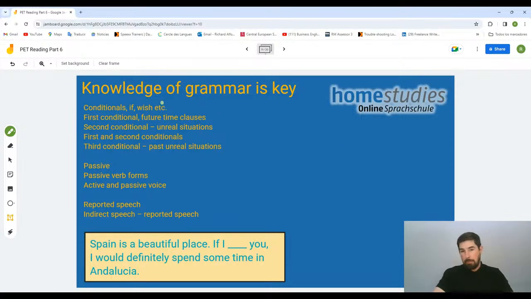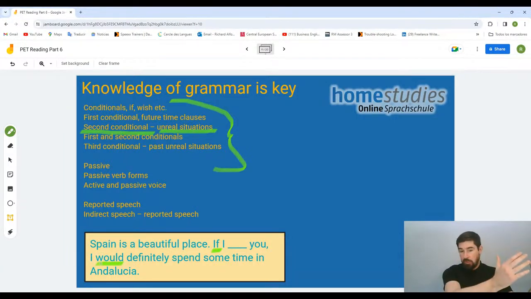Coming back to conditionals, second conditionals, this time unreal situations. Spain is a beautiful place. If I were you, I would definitely spend some time in Andalusia. Now, we look at the before, if, we know it's a conditional, and then we've got would. So that before tells us it's a conditional, and would tells us it's a second conditional. So we're using the before and after to get these clues.